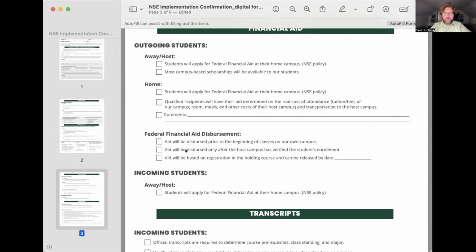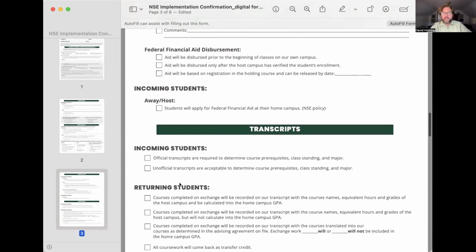It's important to note financial aid disbursement. Is it dispersed early or at the start of the semester or later than that? And make sure students are aware of that process as well. And for incoming students, of course, financial aid is easy. It's processed at their home institution. That host school doesn't need to worry about financial aid.